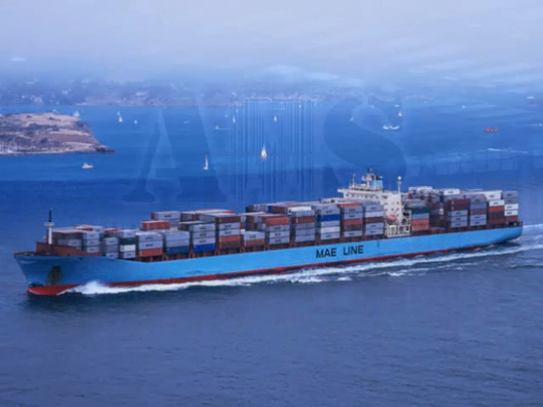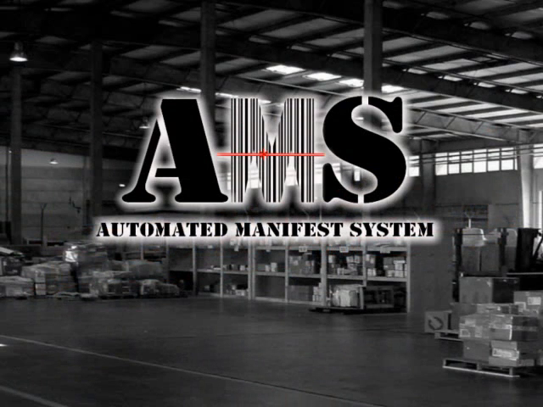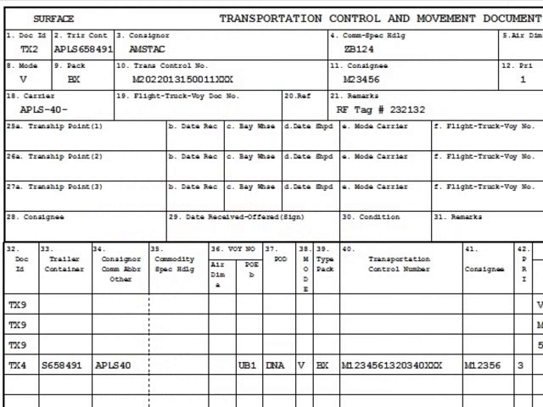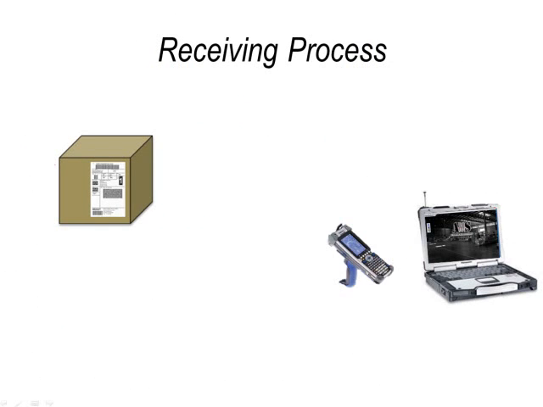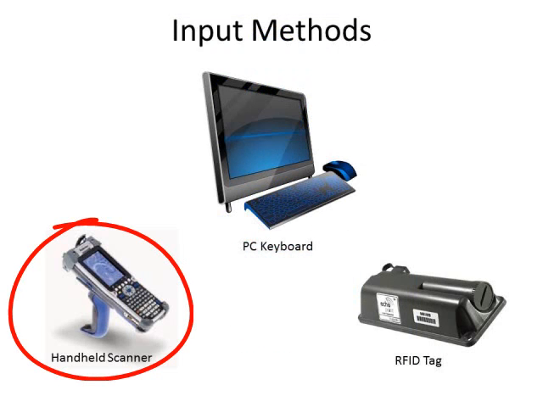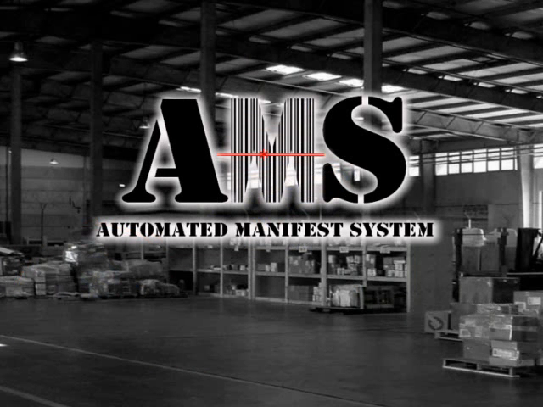transportation priority. AMS-TAC allows you to build these containers and generate shipping documentation, such as military shipping labels and transportation control and movement documents. Before building a container, ensure that you have properly received cargo into the AMS-TAC database and that you are in accordance with Part 2 of the Defense Transportation Regulation, or DTR. Utilizing the BCR or handheld scanner will increase operational efficiency by automating the container building process. Let's take a look at how to build a container using the handheld scanner.